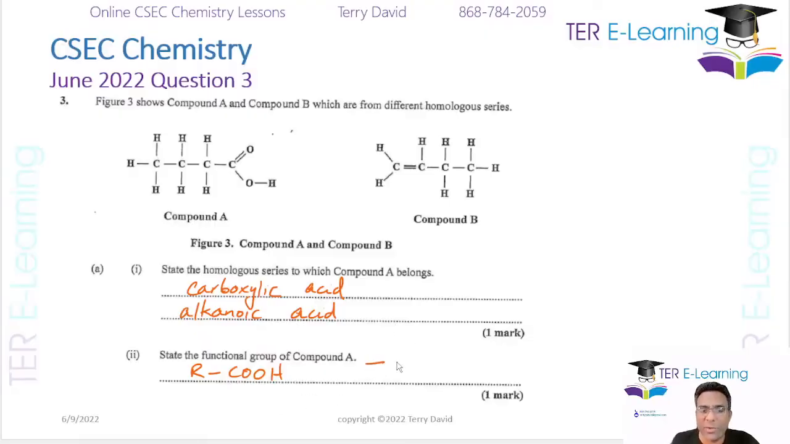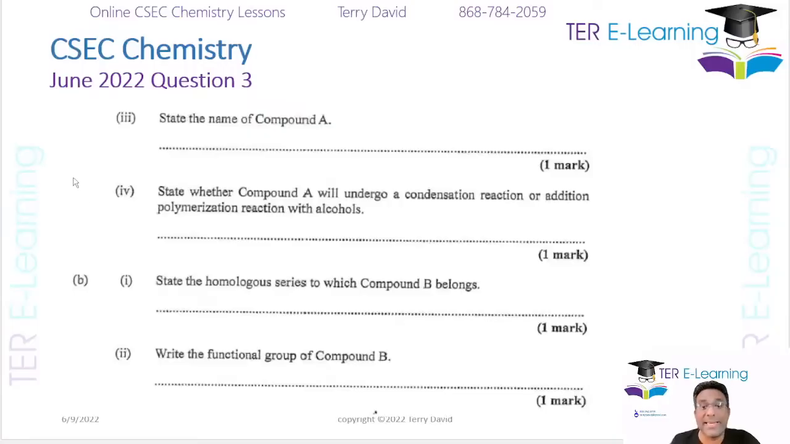Some of you, if you had drawn it as well, you would also get a mark, right? So if you just draw this, you'll also get a mark. 1 mark for that.